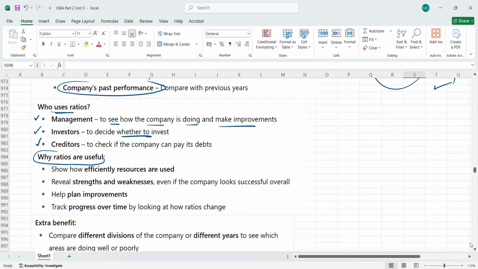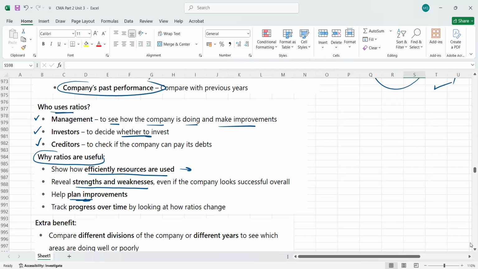Ratios can tell us how efficiently resources are used, like we can calculate fixed asset turnover, total asset turnover, etc. Ratios can also reveal strengths and weaknesses. They help us understand in which area we are performing well and in which area we are not. For example, if your profitability ratios have dropped compared to last year, it means you are not performing well.